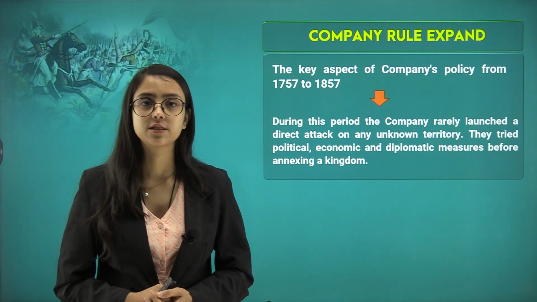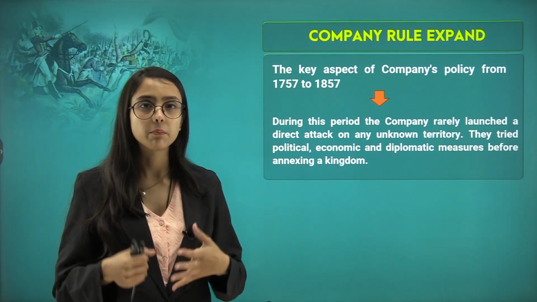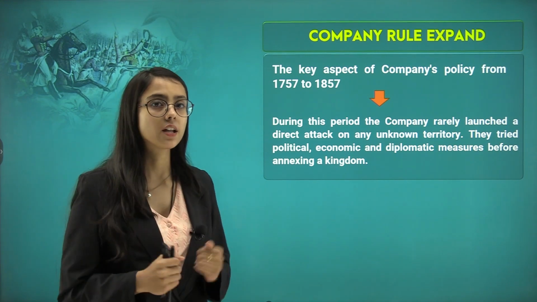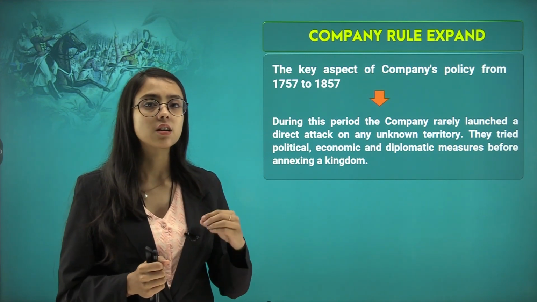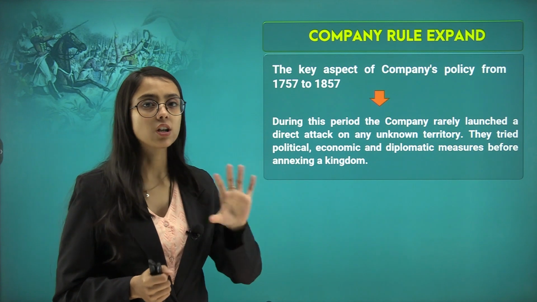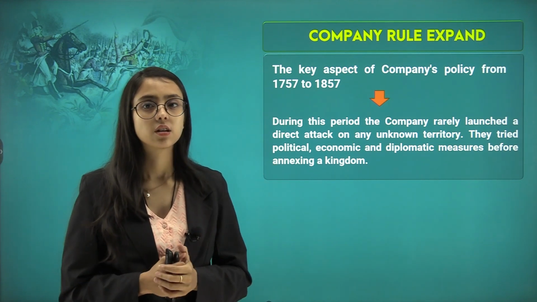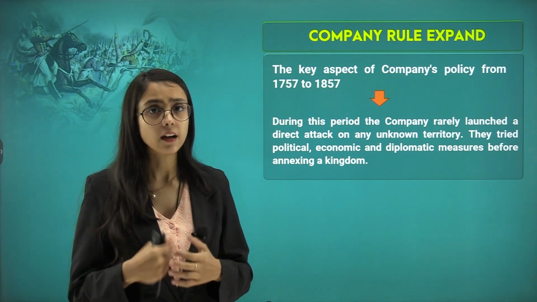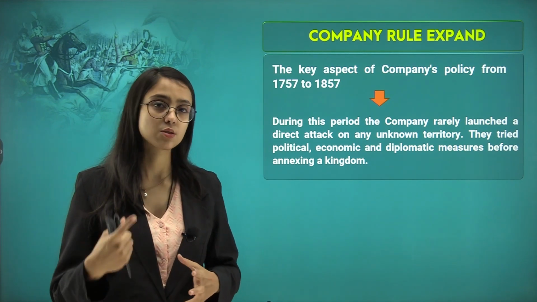The company rule expanded. Now let's have a look at how the company expanded its rule throughout the Indian subcontinent. Earlier, as we saw, the East India Company was only located in Bengal and some villages around it. Then how did it spread to other parts of the country and start to rule India as a sole power?